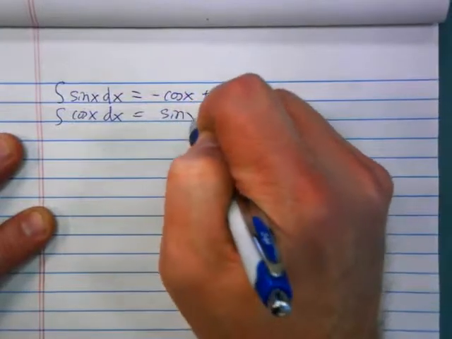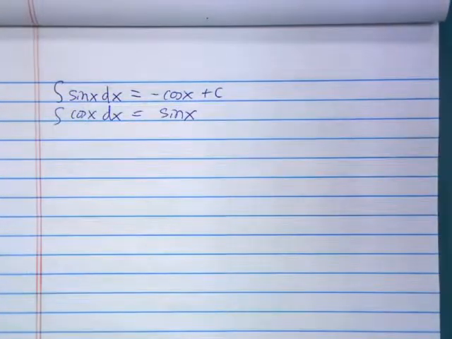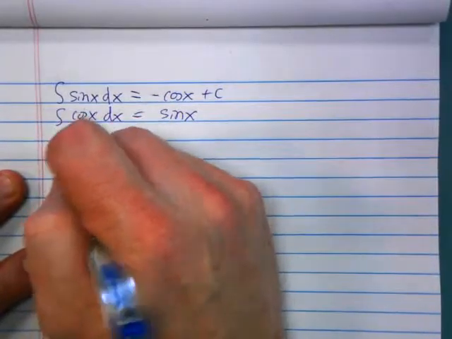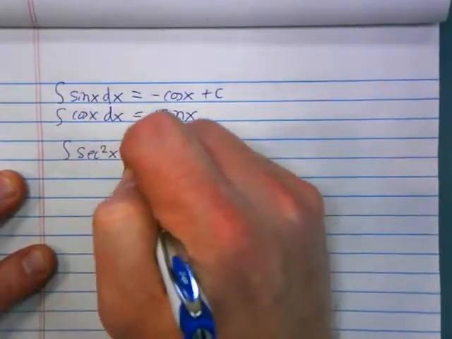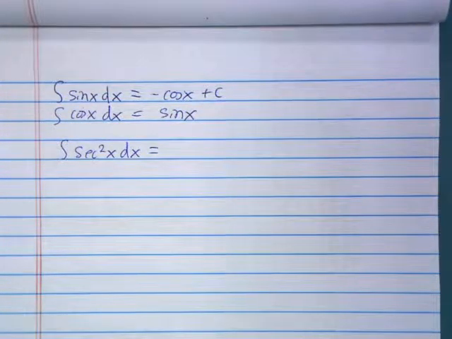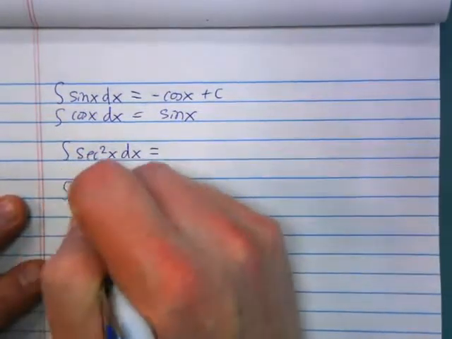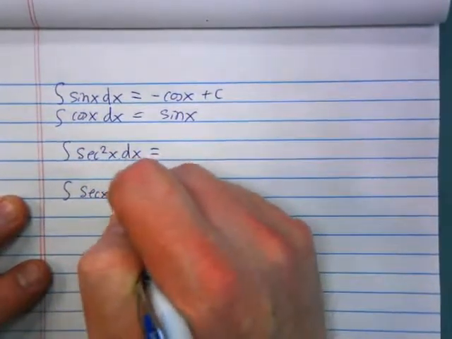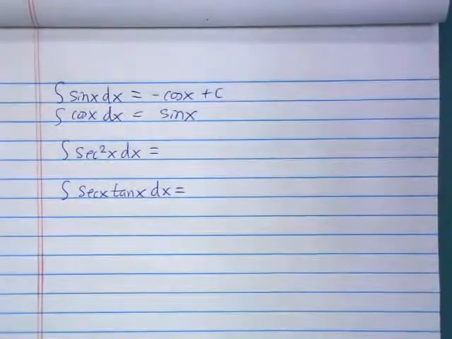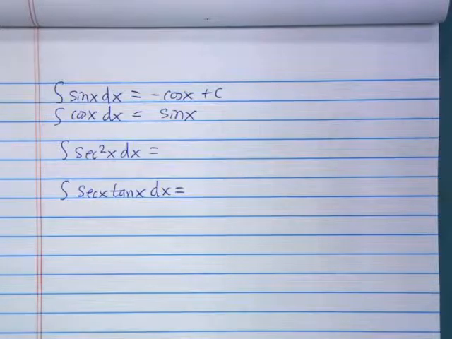What's the antiderivative of cosine x? Sine x. And then we had some kind of strange ones. What I mean by that is we had a formula for the antiderivative of secant squared. Are you saying we have a formula for the antiderivative of secant tangent? Because we do have one of those too. The antiderivative of secant squared is tangent. That's exactly correct, because the derivative of tangent is secant squared.